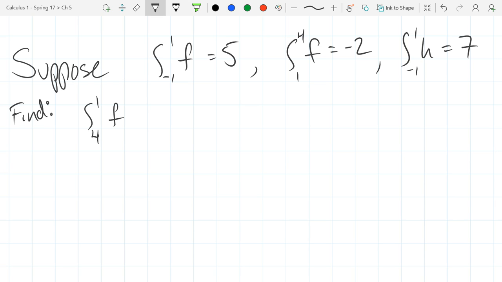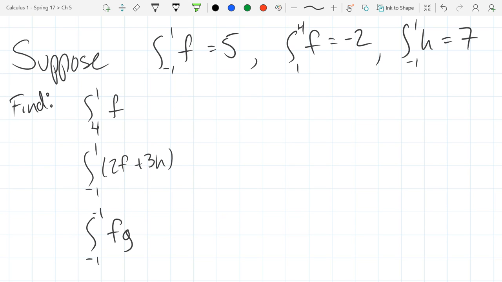Some of these are going to be easy. Some of them are a little more tricky. 2f plus 3h, negative 1 to 1. And the third one is multiply the two functions. That's f times g. And the last, from 4 to negative 1, f.